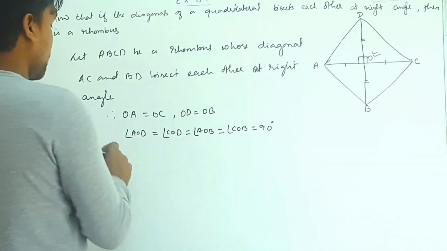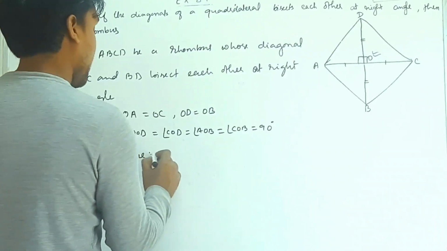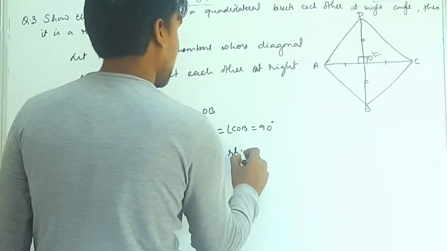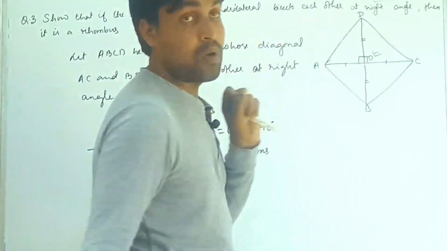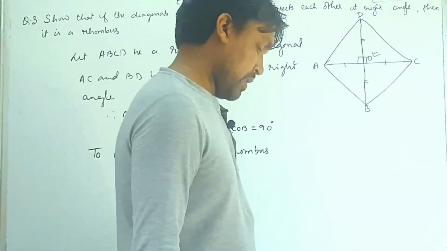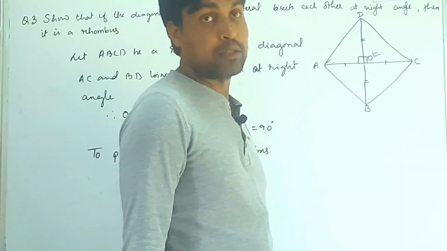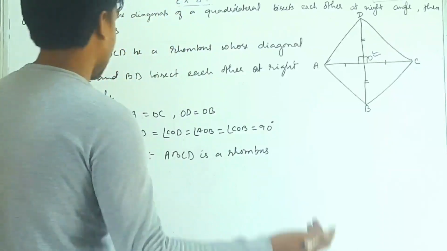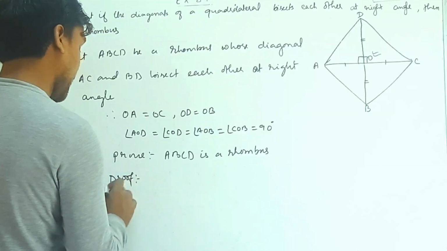Now what they have asked us to prove is that ABCD is a rhombus. Under what conditions can we prove that ABCD is a rhombus? We can prove that ABCD is a rhombus only when all the sides are proved to be equal. Then only we can say that ABCD is a rhombus. So for that, let's start the proof. Here we'll be writing the proof.